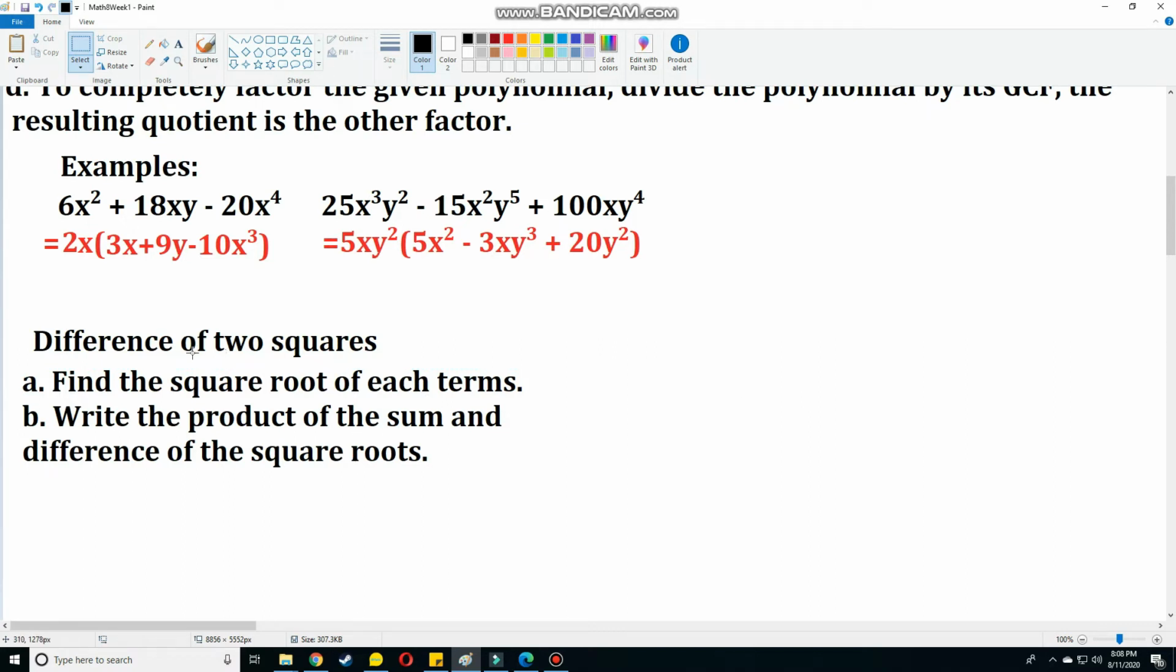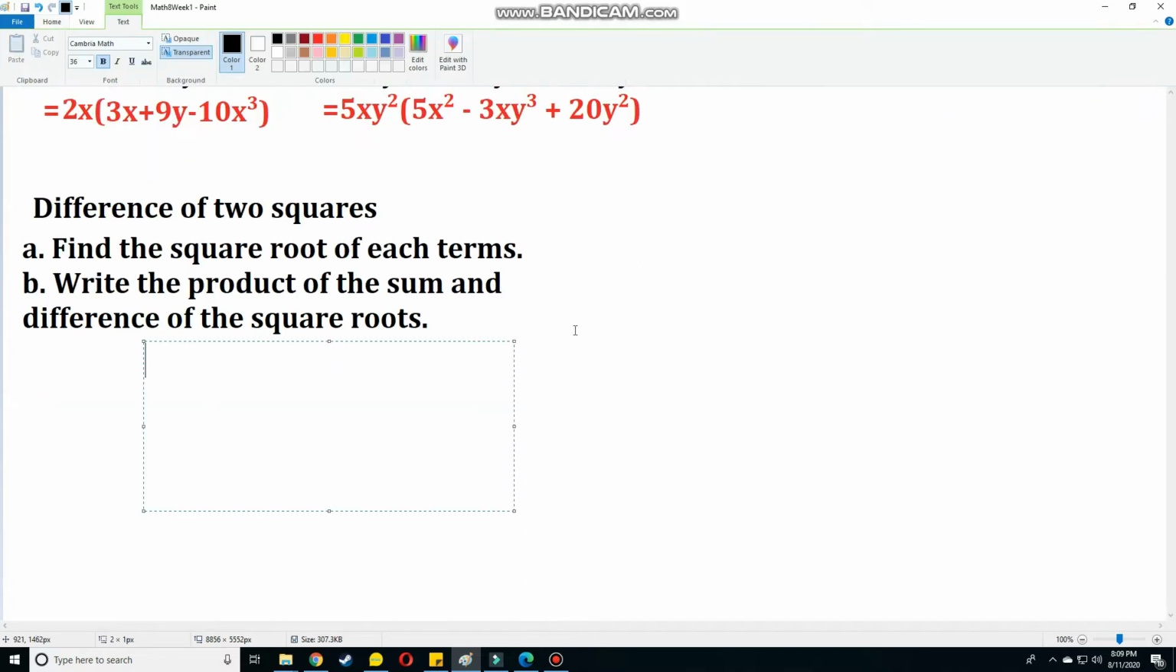First one, find the square root of each term. And then the next one, write the product of the sum and difference of the square roots. As easy as that, okay? Now, it's very easy for us to remember when to use factoring by difference of two squares. It's because we factor two squares with a middle sign of subtraction.